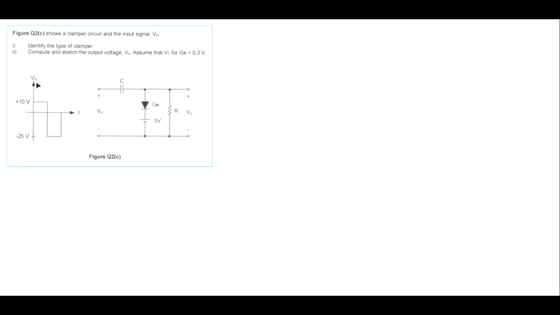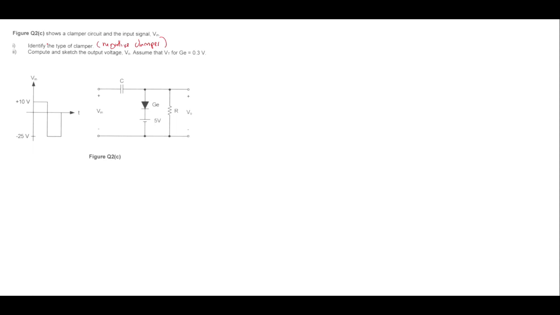So the first question, identify the type of clamper. The type of clamper is a negative clamper. The first tutorial was a positive clamper. You can look at the direction of the diode. In the first one, the diode was facing up. Now for the negative clamper, the diode is facing down.